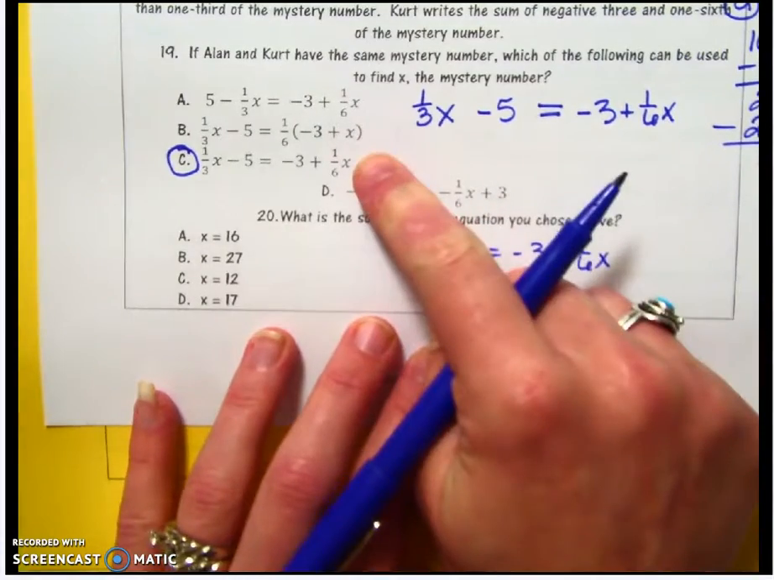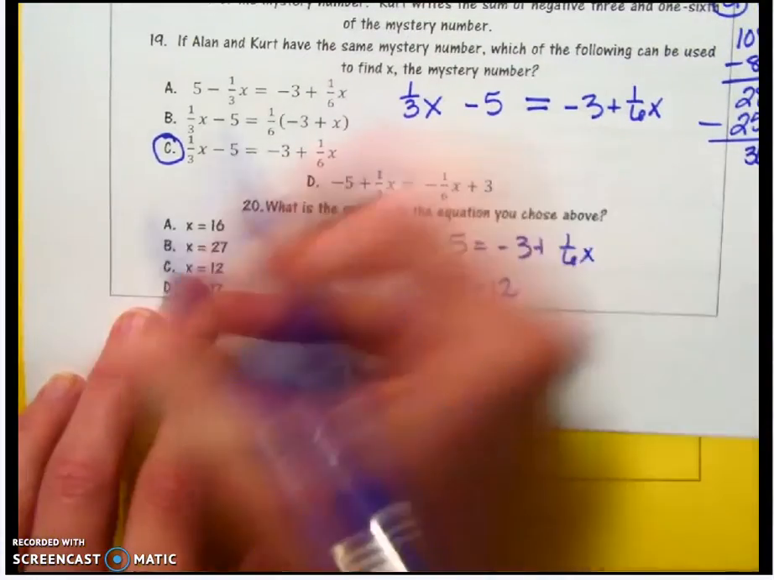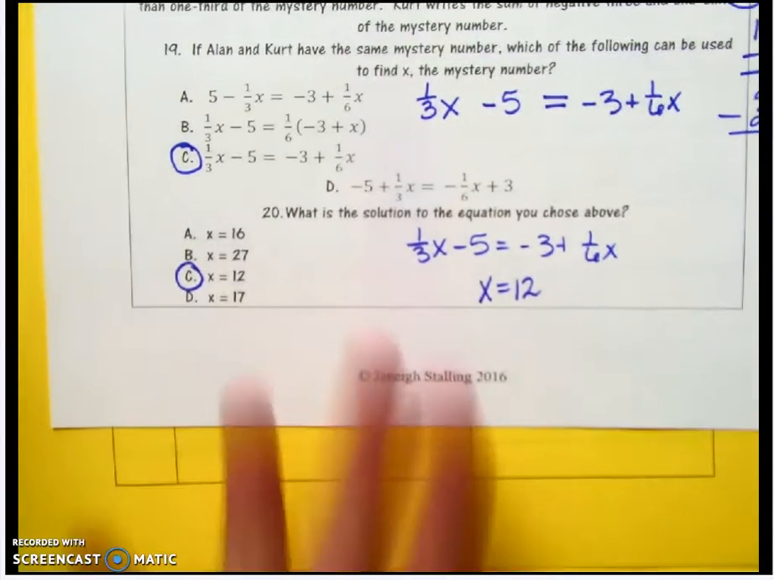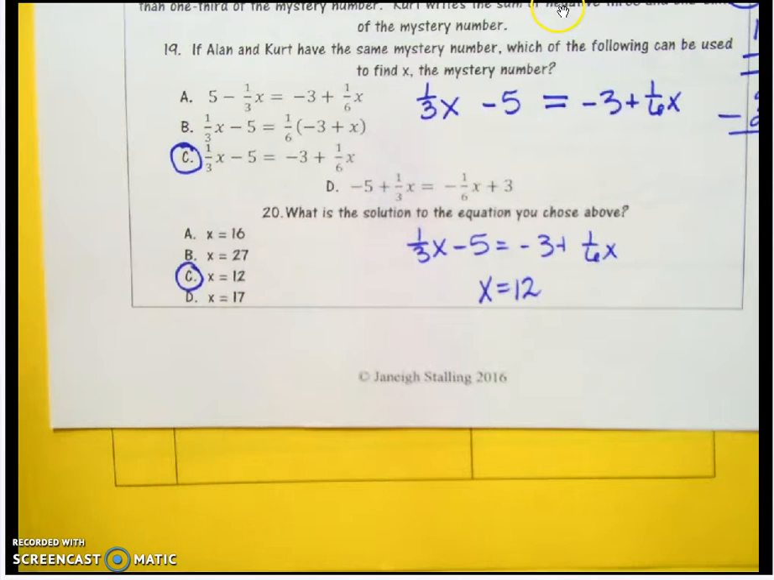So if you got 19 wrong, you most likely got 20 wrong. All right, so that's it for your corrections for Unit 3. I hope this helped you guys out some, and I hope you understand this material a little bit better now.